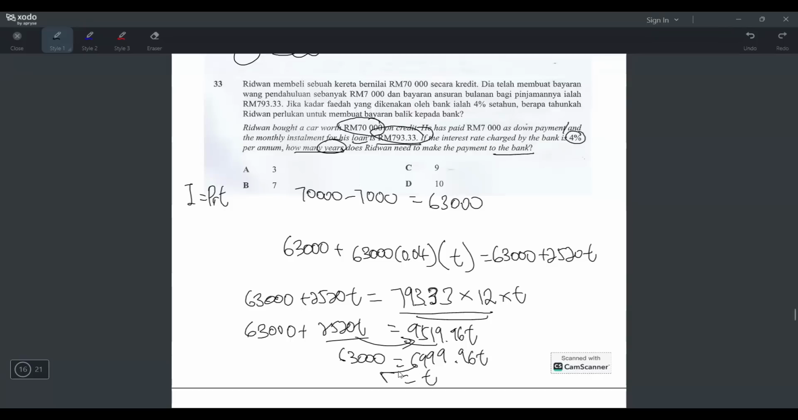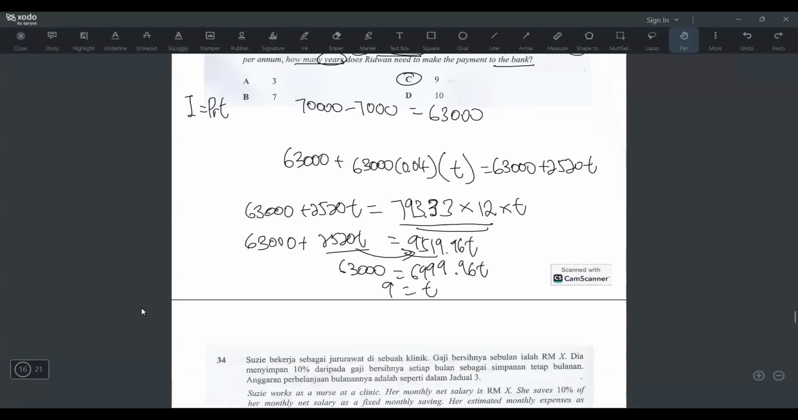So how to find T? Just move this over, becomes divide. So 63K divide the answer. Okay, my calculator gives me 9.009. So it's like 9.009. So basically it's 9. So the 9 stands for 9 years. So C is the answer. 9. Okay, that's how I would do it. Hope you understand. Let's continue.